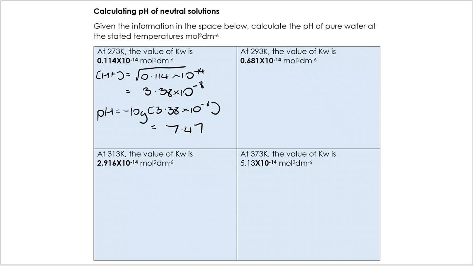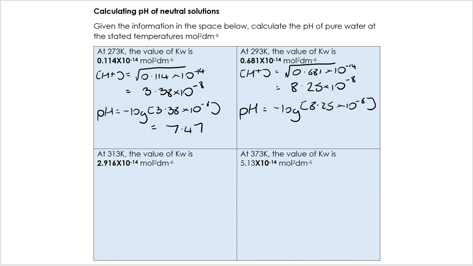Let's go across to the top one now, and again I've already done the rearrangement. H plus is the square root of my Kw value, and we see it comes to 8.25 by 10 to the minus 8. I substitute that into my pH expression, and that takes me this time to a pH of 7.08. Temperature's gone up by 20 K there, not quite up to standard temperature, where we know it's 7.00.